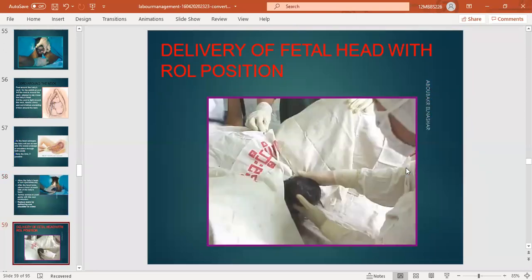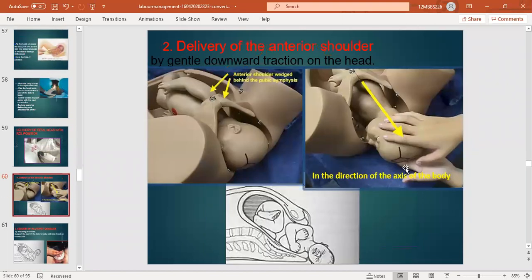This is again the delivery of the baby. This is a roll position and another position. Now this is the axial traction. Similarly, sometimes the shoulder may be stuck. This shoulder may be stuck over here, just above the pubic bone. It may not enter into the inlet. It is stuck, and that is known as shoulder dystocia.